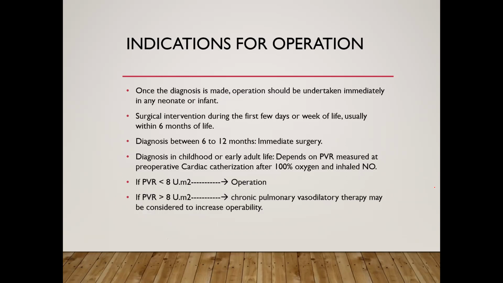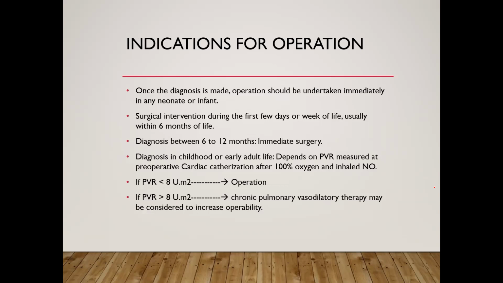Indications: once the diagnosis is made, operation should be undertaken immediately in any neonate or infant. Surgical intervention is done during the first few days or weeks of life, usually within 6 months of life. If the diagnosis is made between 6 to 12 months, immediate surgery is to be done. If diagnosis is made in childhood or early adult life, it depends upon the PVR measured at preoperative cardiac catheterization after 100% O2 and inhaled nitric oxide.